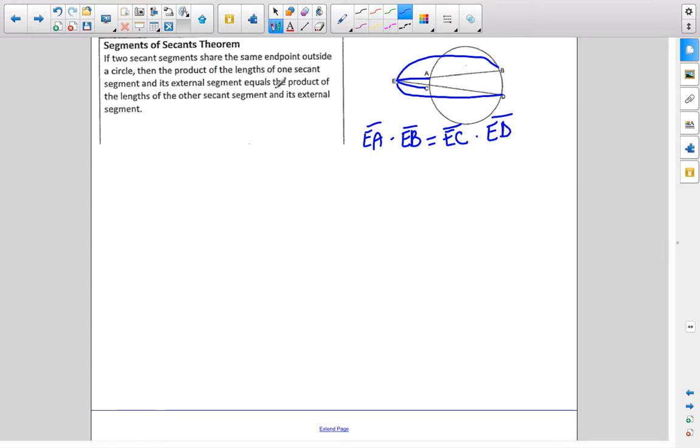So when you have an outside, that's how I think about it. Outside times the whole, don't forget, not just the inside, equals outside times the whole. Okay, and that's how we find the lengths when we have two secant segments.